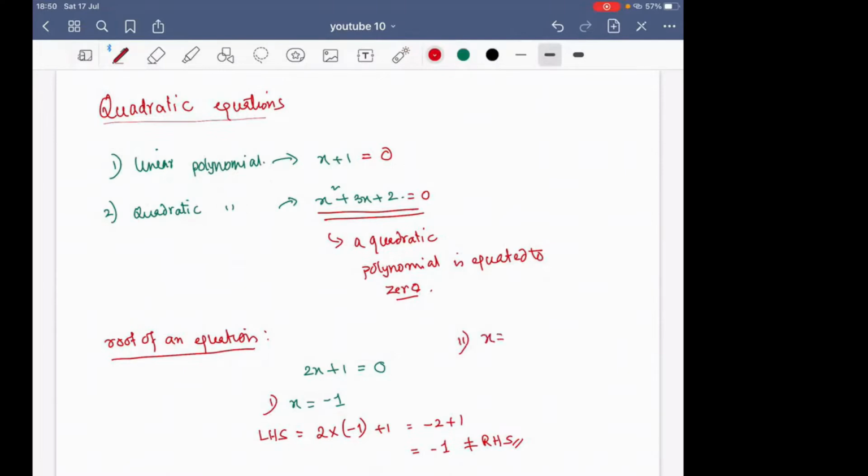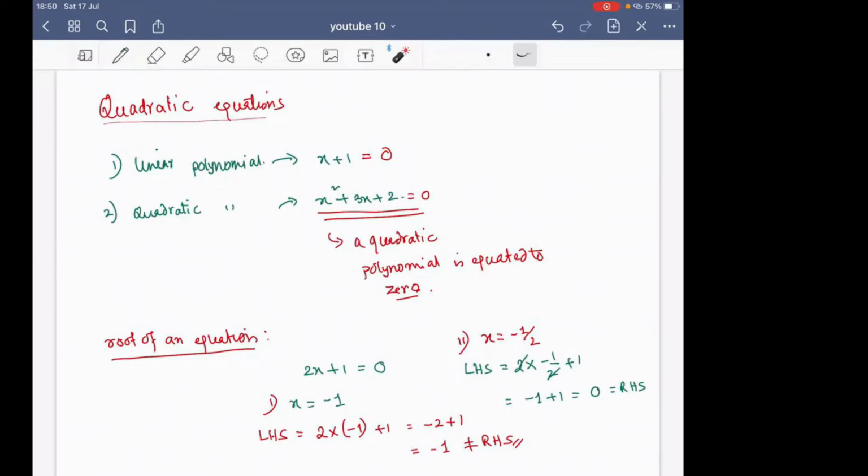We take another value, x is equal to -1 by 2. If we take x is equal to -1 by 2, then let's put it in the equation and try the left hand side ourselves. So left hand side, what are we going to get? 2 into, instead of x, we are putting minus 1 by 2, plus 1. So we are going to get 2 and 2 get cancelled. Minus 1 plus 1 is equal to, if you cancel it out, we are going to get 0. And as you can see, this is equal to the right hand side.